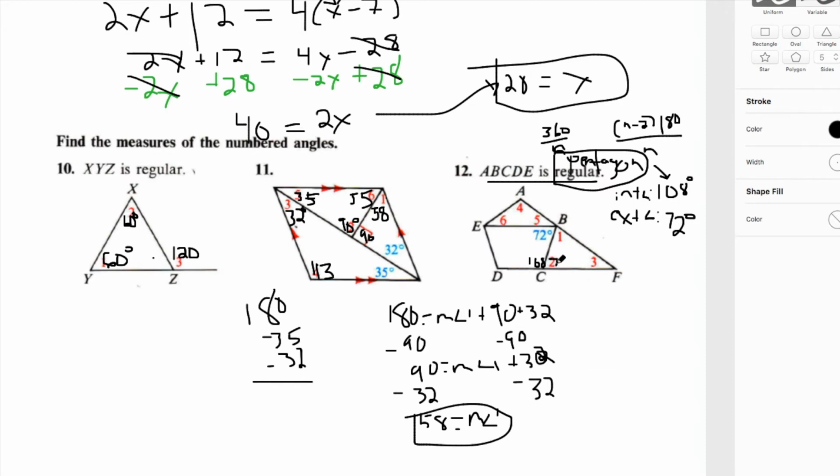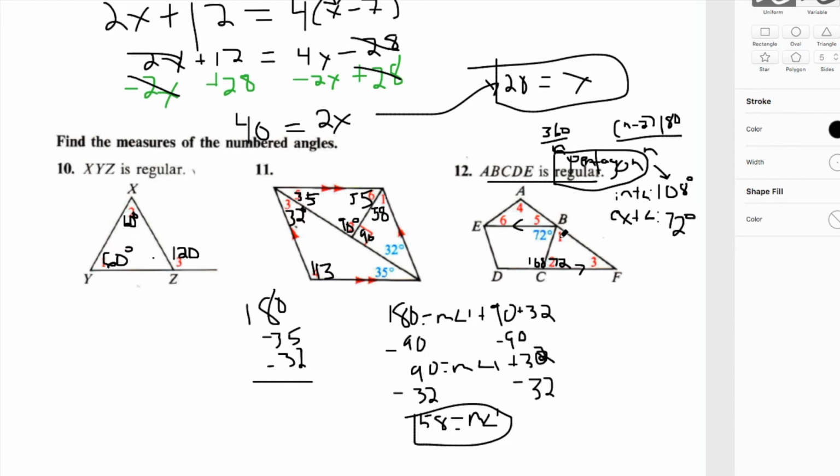So that means 2 is 72. We got a 72 right here. It looks like that means these lines have got to be parallel to one another. Oh, nice. I like that. These are alternate interior angles and they're congruent, cut by a transversal. These two lines are parallel. That's good. So these are corresponding angles. So those would have to be the same.